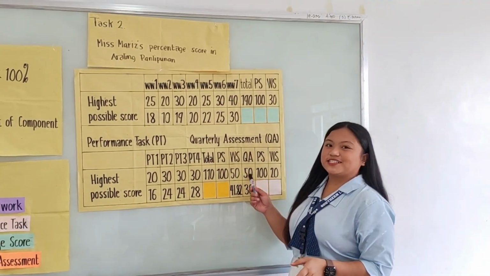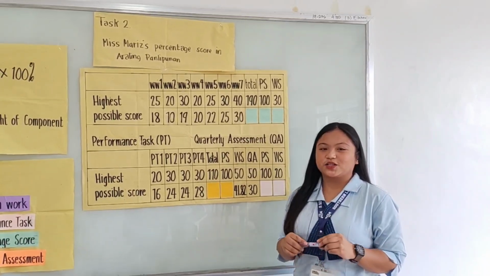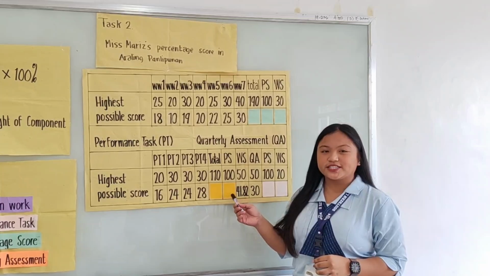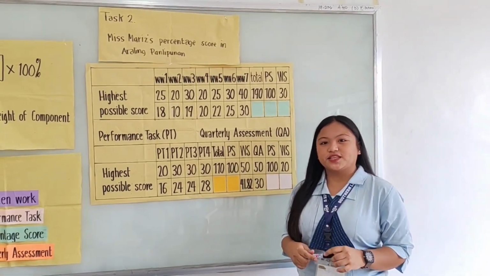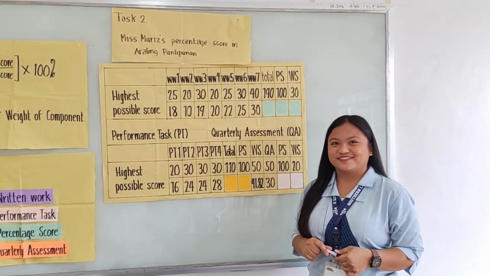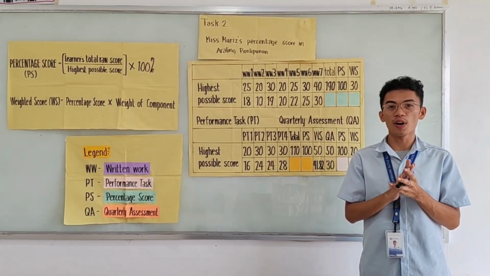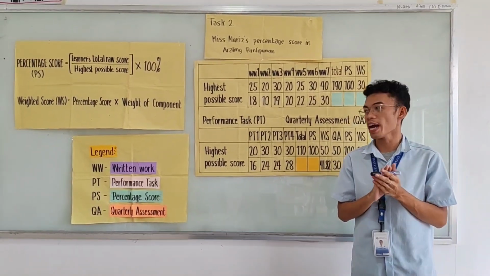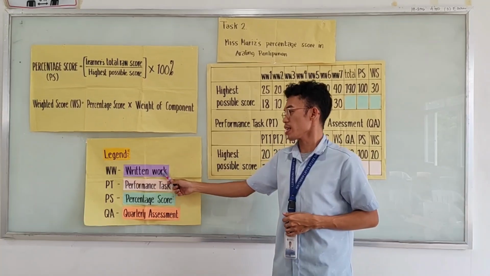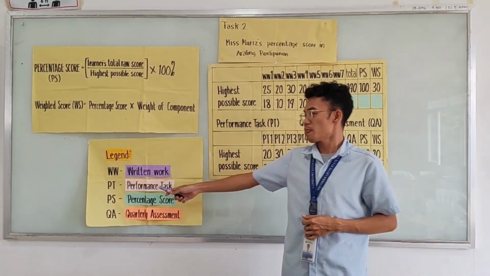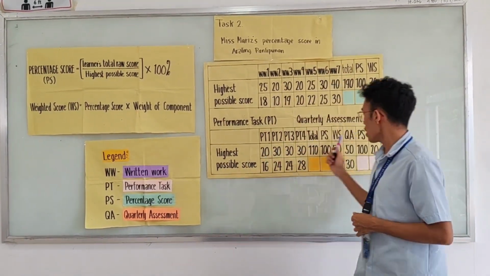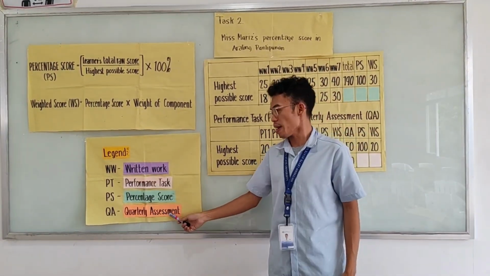To complete the blank spaces in this table, we must calculate the total raw score in each component. To determine the percentage scores, apply the percentage weights or weighted scores and calculate her first quarter grade. So to avoid confusion, we have a legend here. WW means written work, PT means performance task, PS means percentage score, and QA is the quarterly assessment.